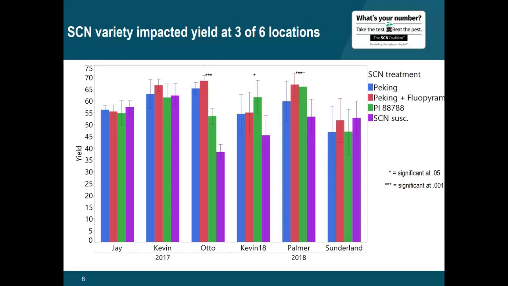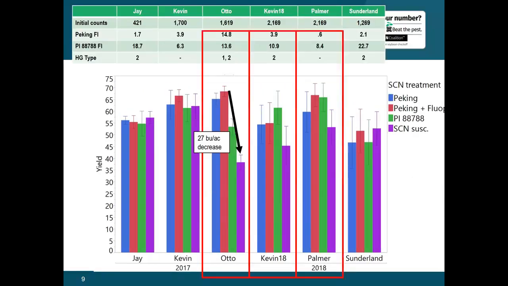We had 3 locations where we saw significant yield differences from SCN. Okay? So the question from a practical standpoint, looking back retrospectively, is what could we help a producer with managing SCN in these fields based on soil test information from SCN? So we had SCN counts, as well as a partial HG test.